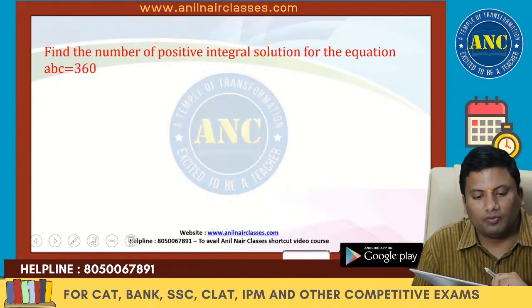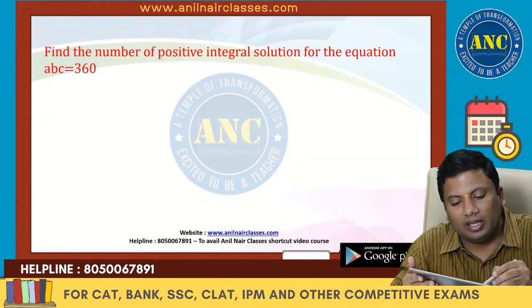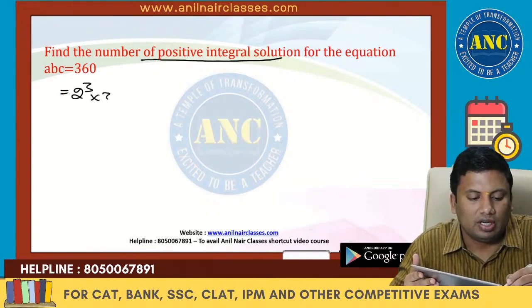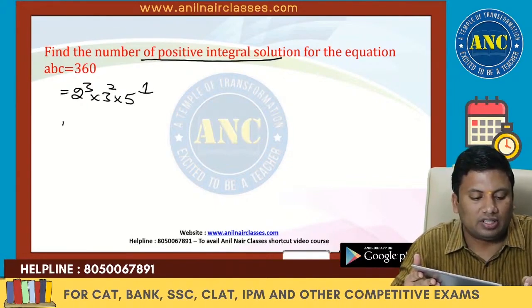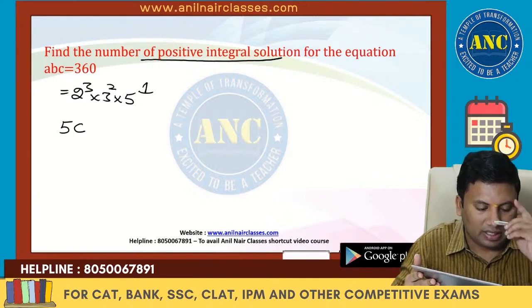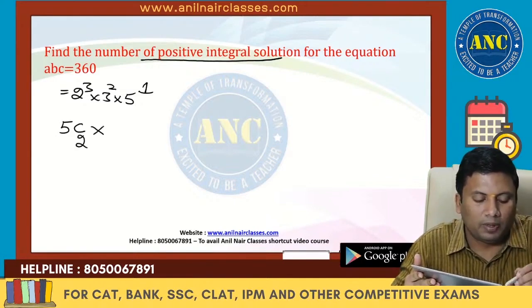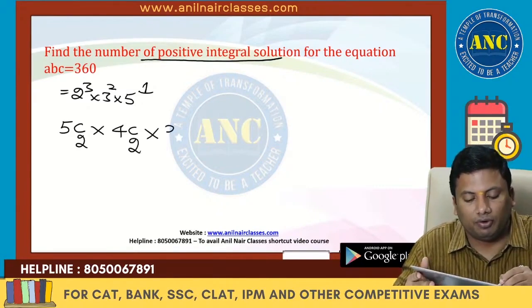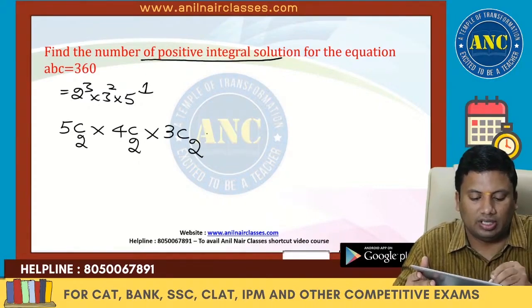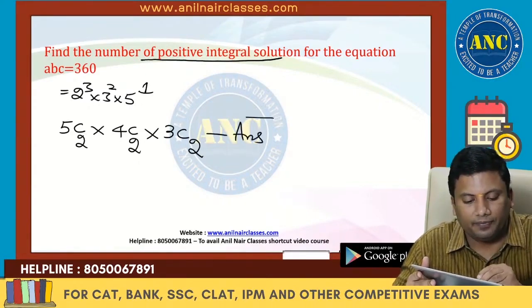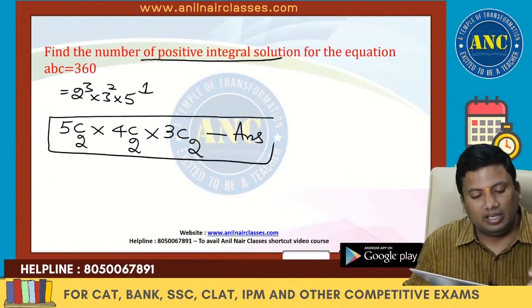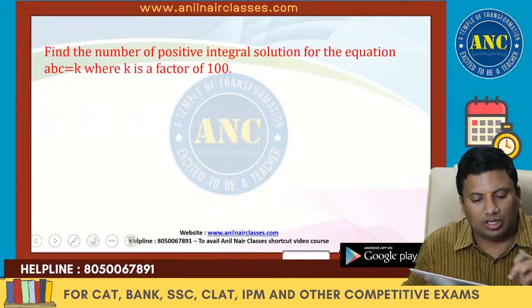Next one. Now we will solve it: find the number of positive integral solutions. 360 is 2 cube into 3 square into 5 power 1. 3 plus 3, 6, which is 5C2. 2 plus 3, 5, which is 4C2. 1 plus 3, 4, which is 3C2. This is the direct answer: 5C2 into 4C2 into 3C2.